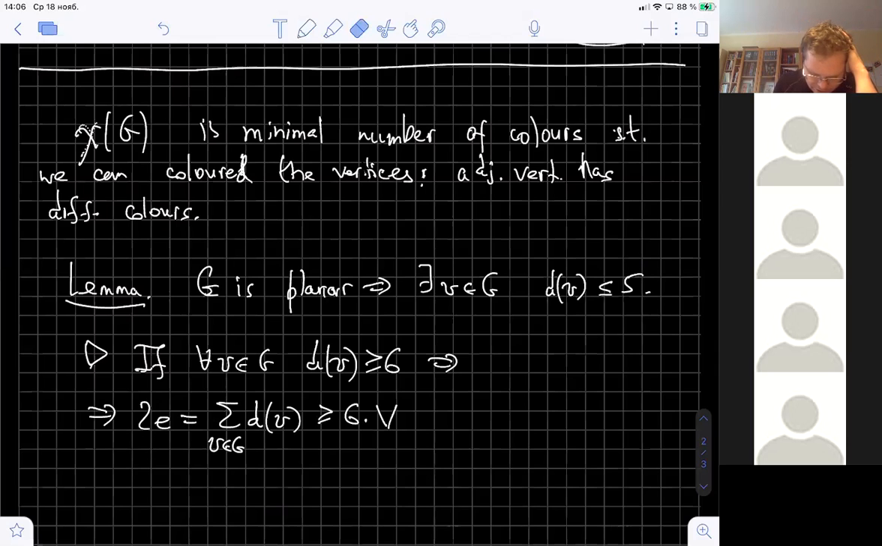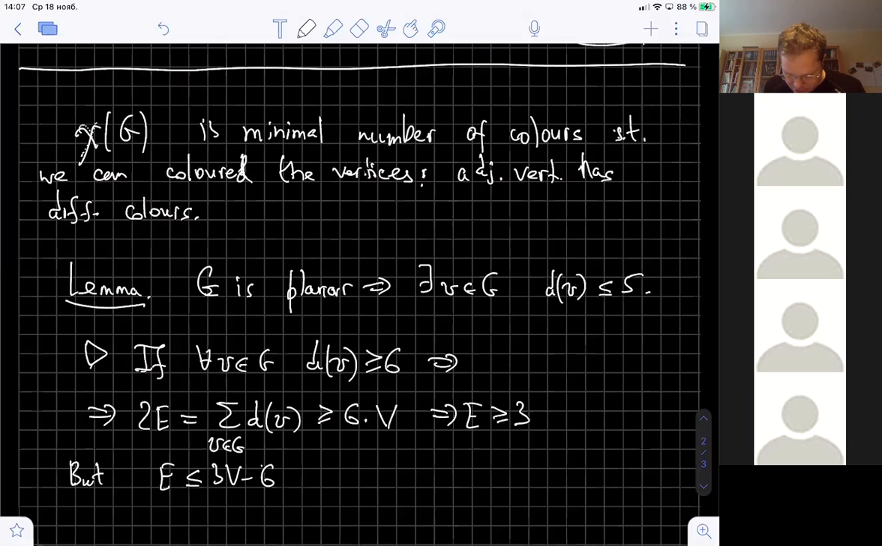and maybe I will write the edges with a big letter as I do in our statement. But we already proved that the number of edges is not greater than 3v-6, and here we'll have that the number of edges is not less than 3 times v. But here is the contradiction. Because we already proved that the number of edges is not greater than 3v-6, and if all vertices have degree 6 or greater, then the number of edges must be at least 3 times the number of vertices.